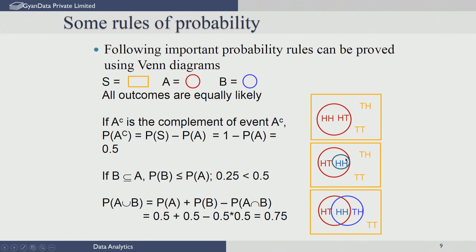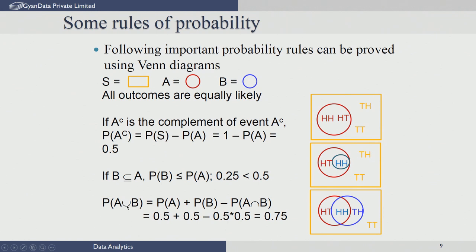Now you can consider a subset, in this case event B, denoted by the blue circle, of 2 successive heads. Notice 2 successive heads is a subset of receiving a head in the first toss, which is event A. So we can claim that if B is a subset of A, then the probability of B should be less than the probability of A. You can verify that the probability of B, 2 successive heads, which is 0.25, is less than the probability of A, which is 0.5.